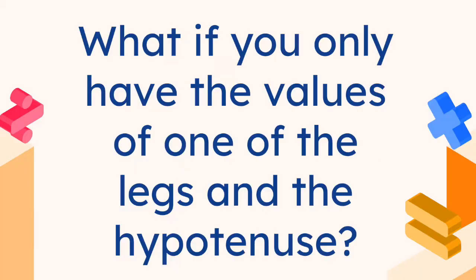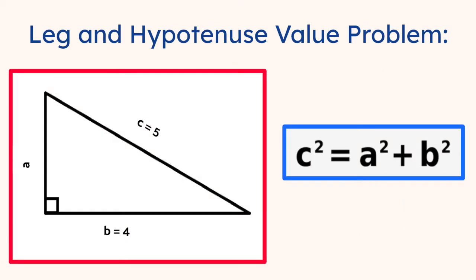The previous two problems showed how you can solve for the hypotenuse using the two legs, but what if you only have the values of one of the legs and the hypotenuse? This is an example of a leg and hypotenuse value problem. However, you can still use the Pythagorean theorem to solve for leg a.